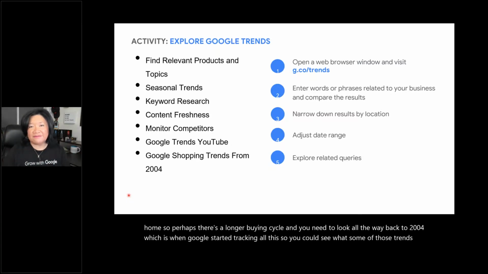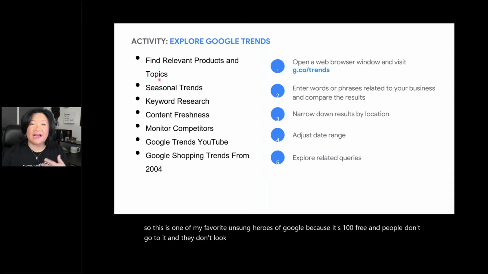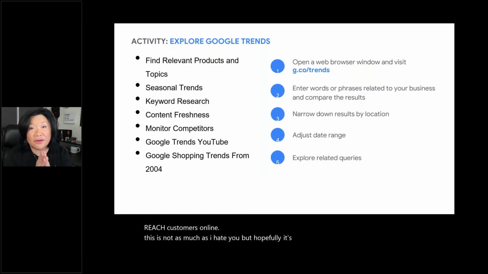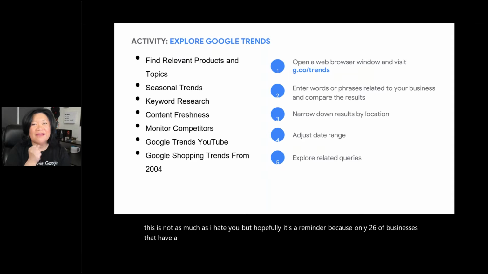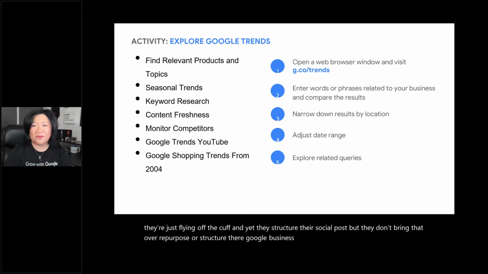So this is one of my favorite unsung heroes of Google because it's 100% free and people don't go to it and they don't look at it. This is usually an aha. So if you've been in the Reach Customers Online, this is not as much of an aha to you, but hopefully it's a reminder, because only 26% of businesses that have a Google business profile have a posting strategy. They don't have any plan to it. They're just flying off the cuff, and yet they structure their social posts, but they don't bring that over, repurpose, or structure their Google business profile, okay? And there's so much more visibility there.